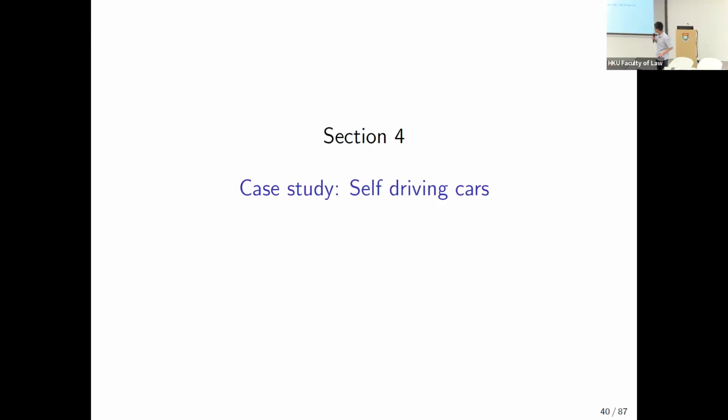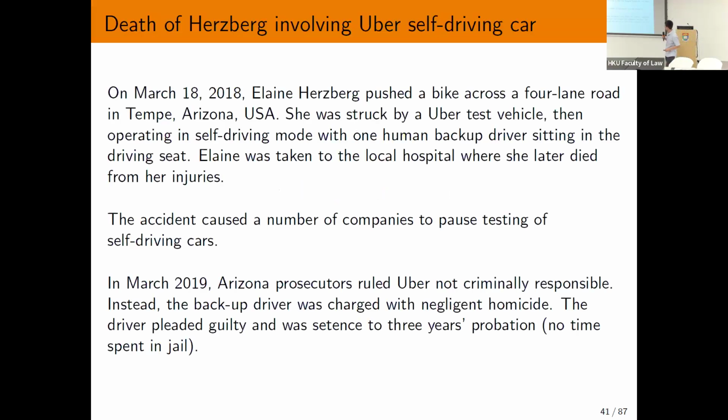So, next one. The last few chapters, not about LLMs, are more about interpretability and understanding what's going on. Okay, self-driving cars. In March 2018, Elaine Herzberg was pushing a bike across a 4-lane road in Tempe, Arizona. She was struck by an Uber test vehicle. This vehicle was in self-driving mode with one human backup driver in the driving seat. The person was supposed to look out for these sorts of things and intervene if needed.